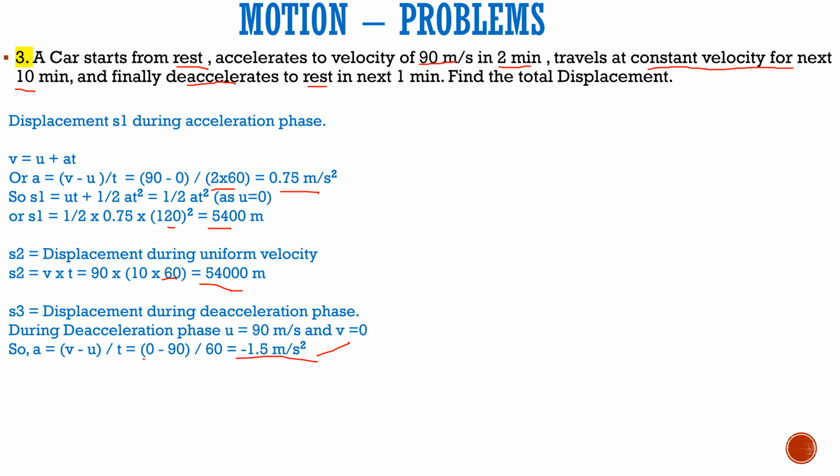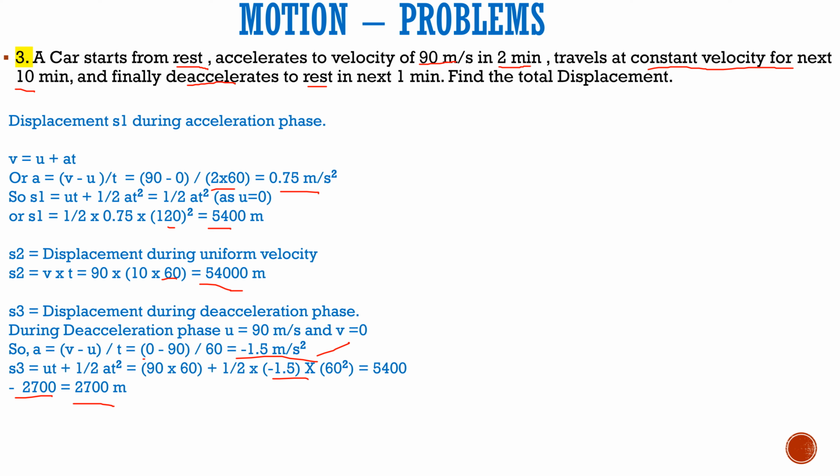So again, using the same formula, s equal to ut plus half at square, we can get the value of the displacement. Of course, we need to take into consideration the negative value. So we get 5400 minus 2700, and we get 2700 meters.